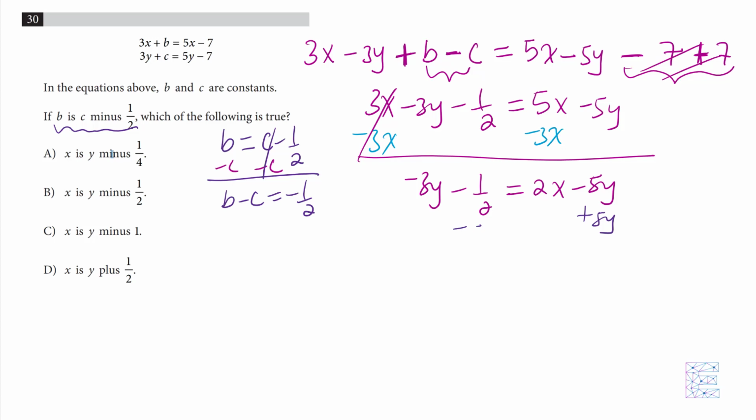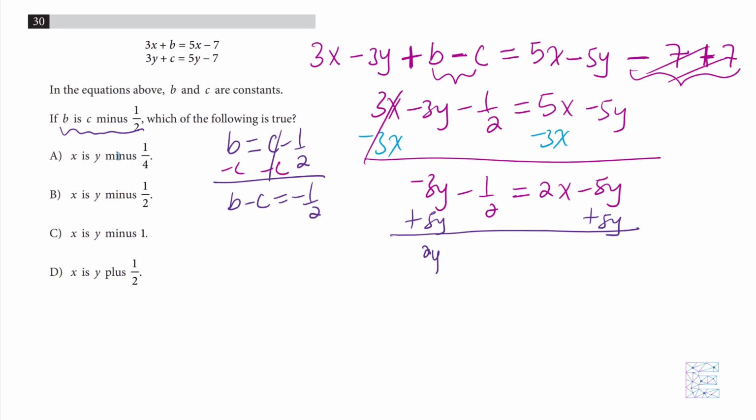Rather, I should write it really under this 3 so it looks better. And we can see that the negative 3y plus 5y is 2y minus 1 over 2 equals 2x. And to get x fully by itself, we just need to divide each thing by 2. So divide this by 2, divide this by 2, divide this by 2. So on the right side, we thankfully can cancel out these 2's, and we finally have x isolated.